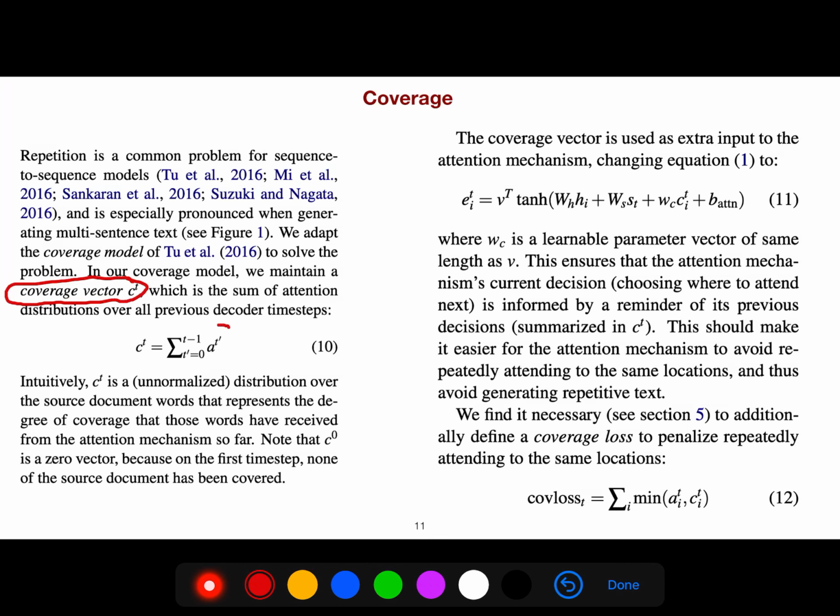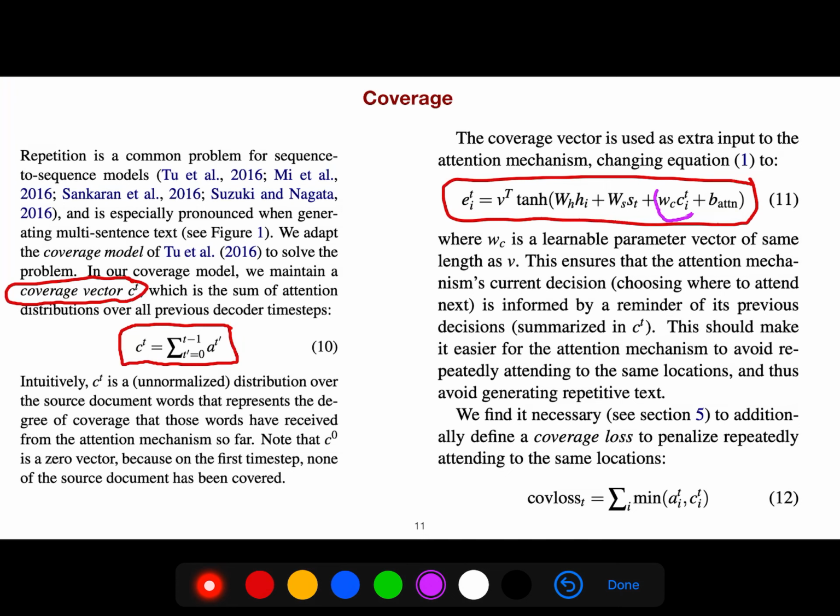Okay, so CT is defined in this paper as a coverage vector. And so you see, when you are teaching, you understand something very deeply. And that's why teaching is interesting. The coverage vector is used as extra input to the attention mechanism, so changing equation 1 to this, because we are using this traditional way, but also we are adding the coverage and its weights.